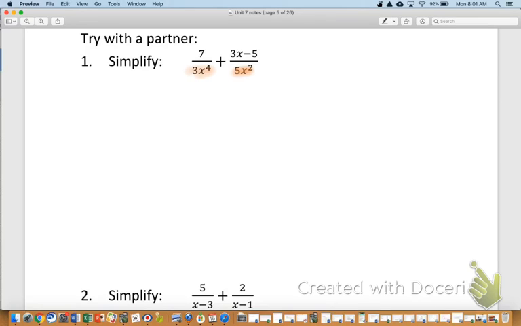So what do you think? 3x to the fourth, 5x squared. What would you guys say is the least common multiple of those two expressions? 15x to the fourth, right? You need a 3 and a 5, and you need an x to the fourth.